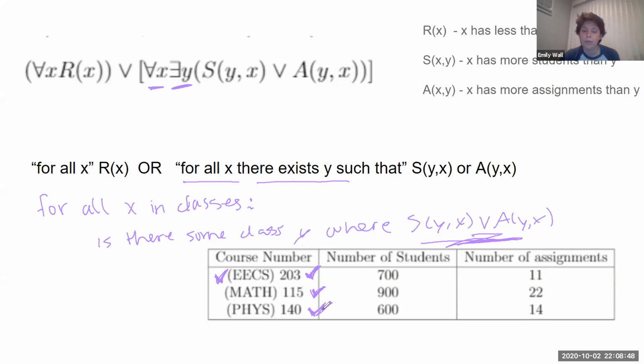Now, do we need all three of these to be true? We just ask, is there some class, at least one? So as soon as we get one that works, if true, then break. And we're gonna get out of this inner for loop. We're gonna go back up to the top. X is then gonna be math 115, and so on.